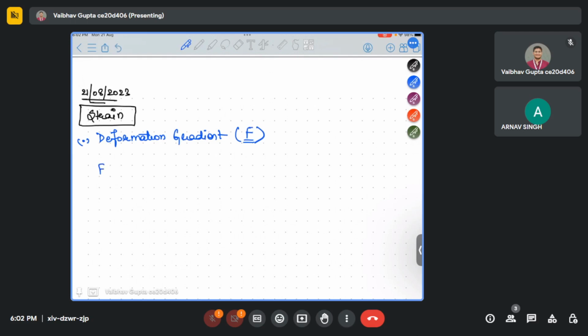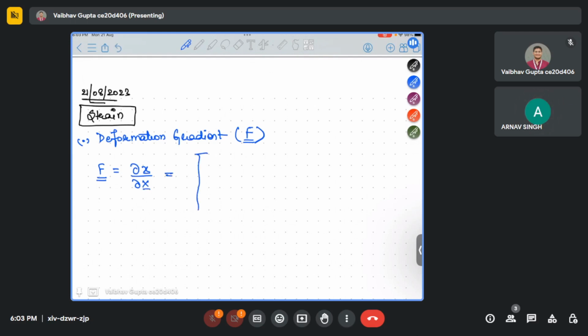So what is F? F is nothing but the partial derivative of the position vector. Basically, F is a second order tensor which maps two different tangent lines, from reference to current. It has been covered in the lecture.